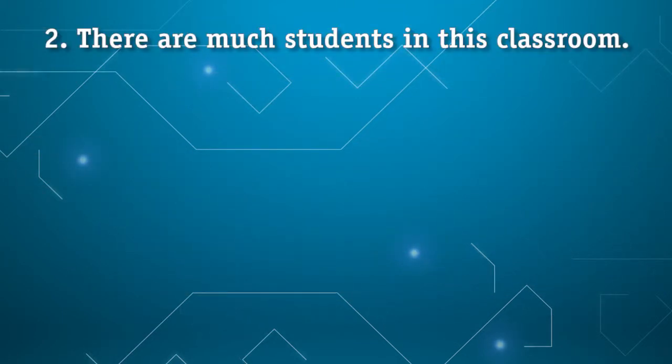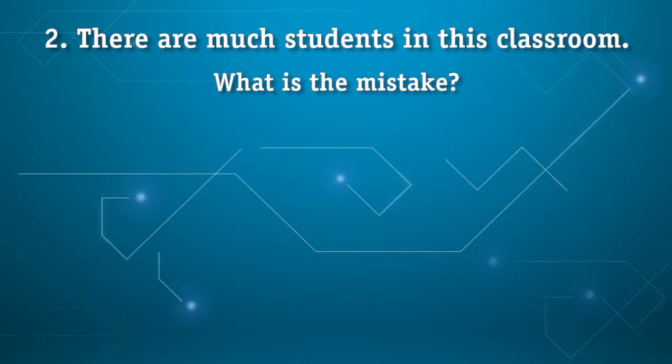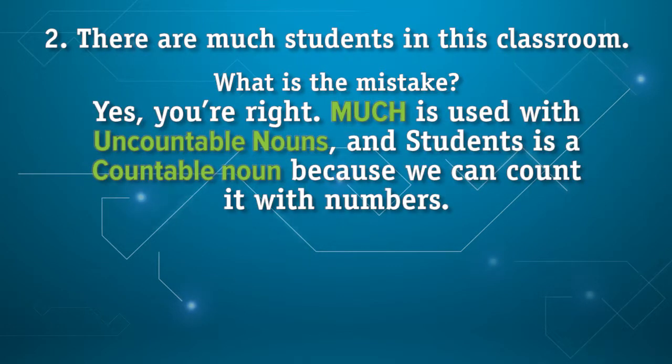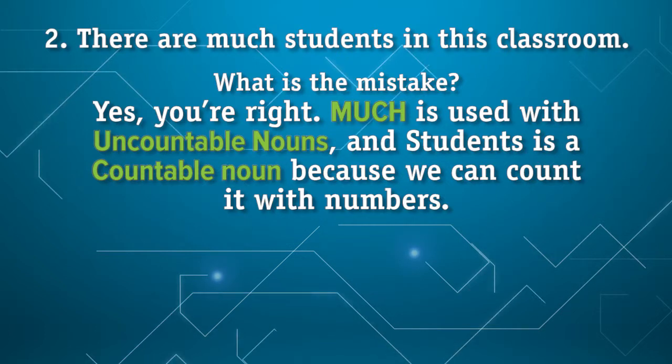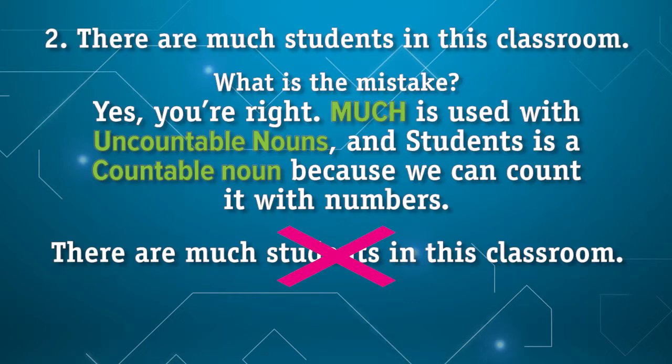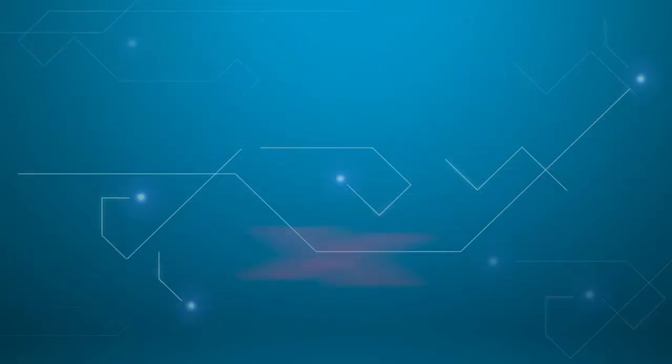2. There are much students in the classroom. What is the mistake? Yes, you're right. Much is used with uncountable nouns, and students is a countable noun because we can count it with numbers. There are much students in the classroom. It's wrong. A correct statement will be, there are many students in this classroom.